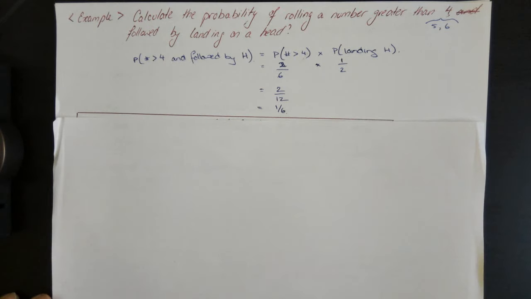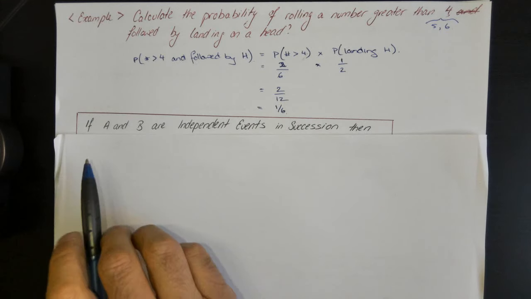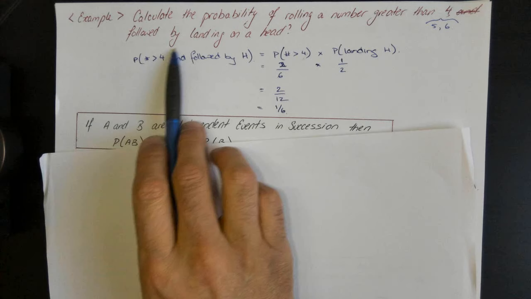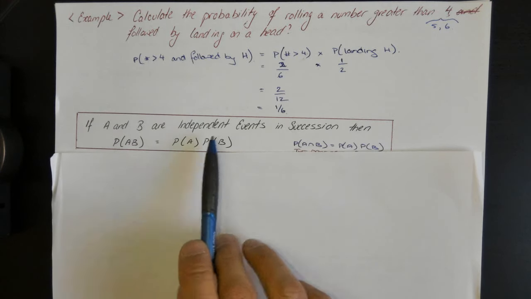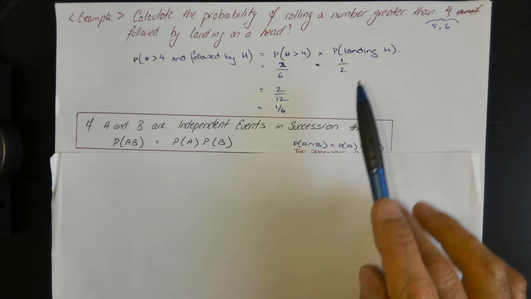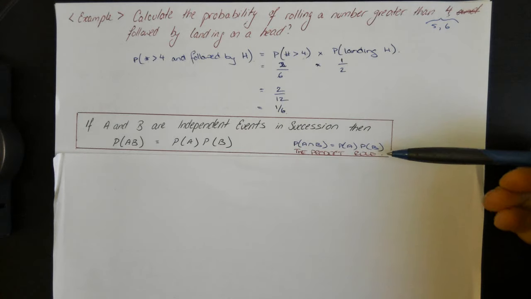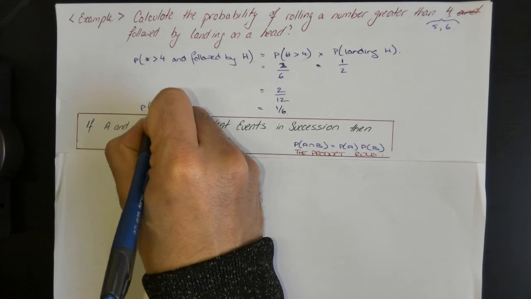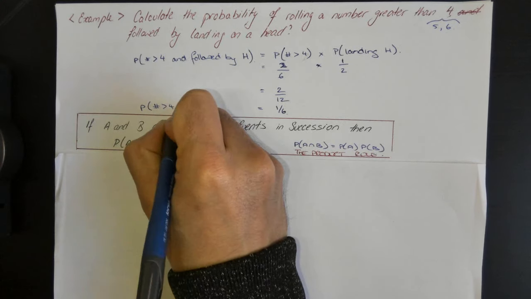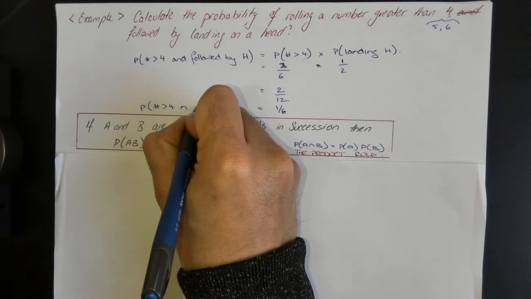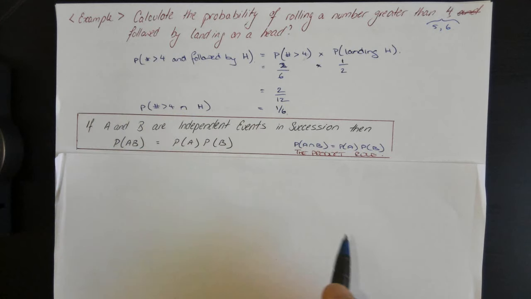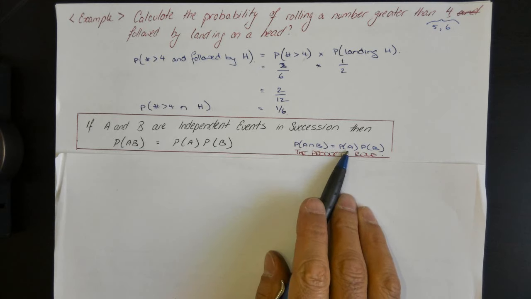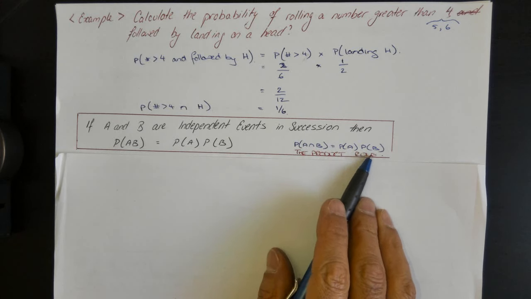Okay. So the product rule is: if A and B are independent events in succession, then the probability of A and B is equal to the probability of A multiplied by the probability of B. And that's the product rule. It can be written as the probability of a number greater than 4 intersected with the probability of a head. So the probability of A and B is the probability of A occurring multiplied by the probability of B occurring.